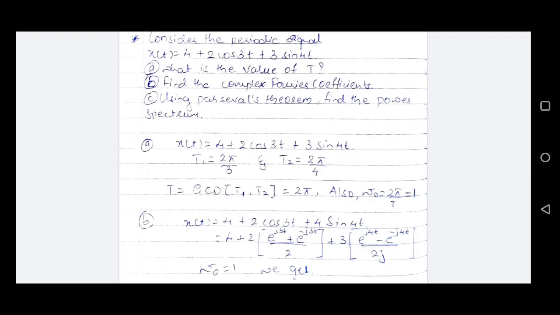So the total fundamental period of the composite signal x of t will be GCD of t1 and t2, which is 2 pi. And for t equals to 2 pi, the fundamental frequency of the composite signal x of t will be 2 pi divided by capital T. Capital T is 2 pi. So omega naught, the fundamental frequency, will be equals to 1. So fundamental period is 2 pi and frequency is 1.